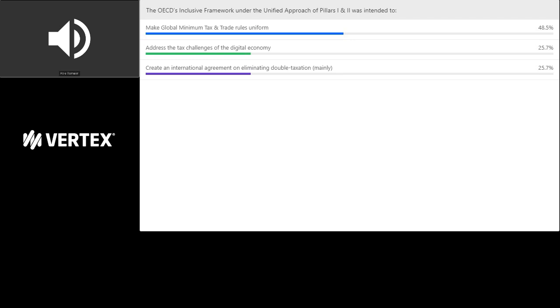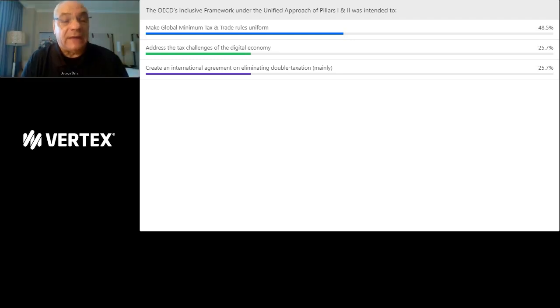Number 1 says, make the global minimum tax and trade rules uniform. 48.5% of you said that that was the correct answer. The next is address the challenges of the digital economy. 25.7% said that. And create an international agreement on eliminating double taxation. And actually, believe it or not, number 2 is correct. Address the tax challenges of the digital economy. Number 1, again, that's the best answer.